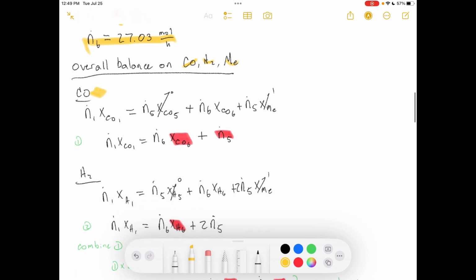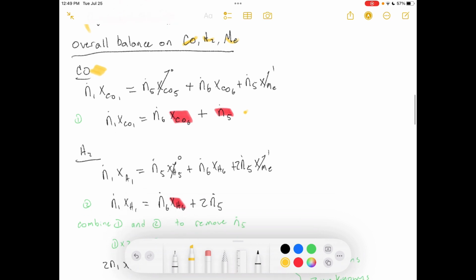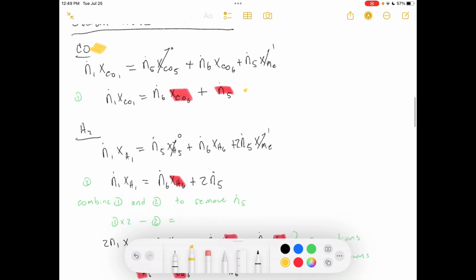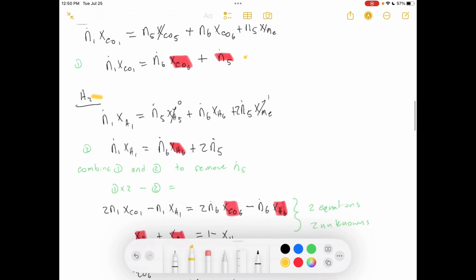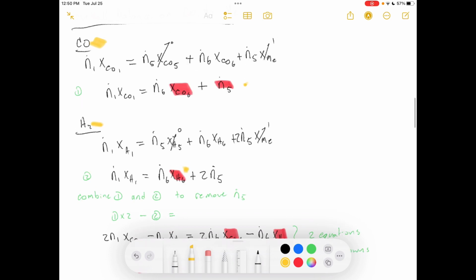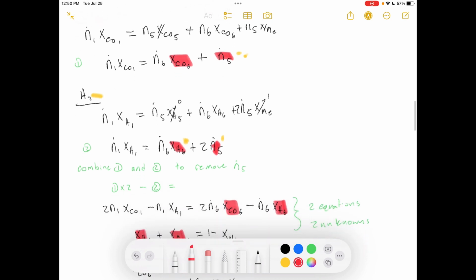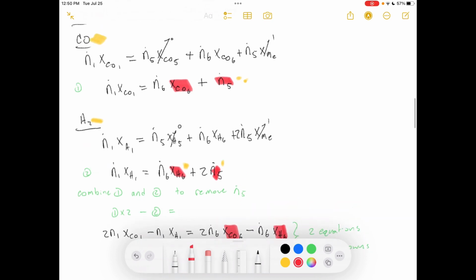So we've got our carbon monoxide, have two unknowns there, so we can't solve for that one yet, but maybe if we do our hydrogen here. So we do a very similar balance with hydrogen, and still have an unknown here, and we have N5 in both of these. Okay, that should be red. N5 in both of those, so that still has two unknowns. It's not going to work, right? Can't solve it.